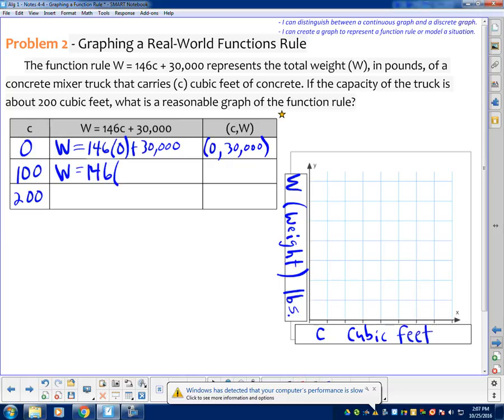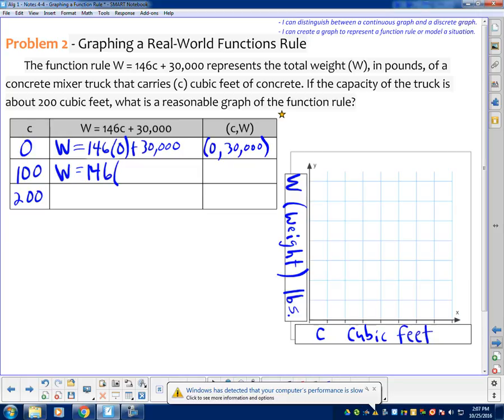The 100 and 200, I just came up with them based on the fact that the capacity of the truck, that means as much as it can hold, is 200. And I know that I only have 3 values, so I'm going with 0, 100, and 200. I just split that up into three different numbers.